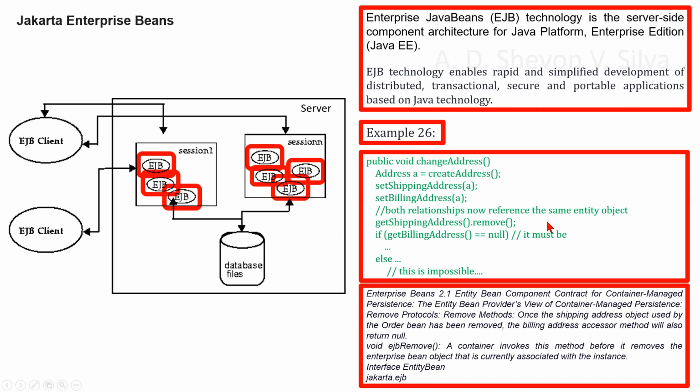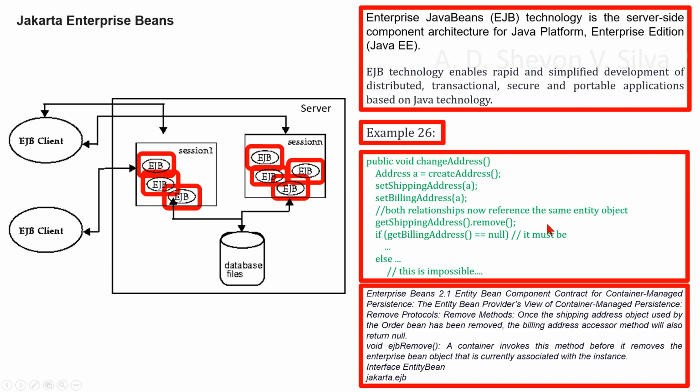The container must detect any subsequent attempt to invoke an accessor method on the removed entity object and throw a java.rmi.NoSuchObjectException if the client is a remote client, or the Jakarta.ejb.NoSuchObjectLocalException if the client is a local client. The container must detect any attempt to assign a removed entity object and throw the NoSuchObjectLocalException if the client is a local client.